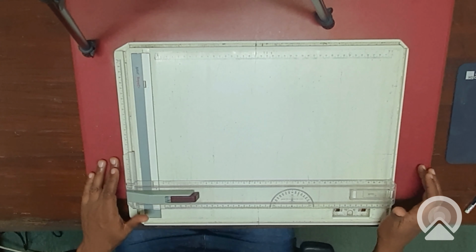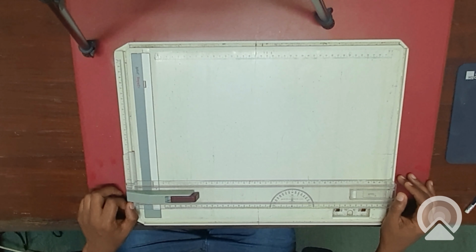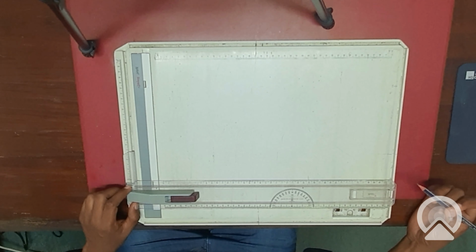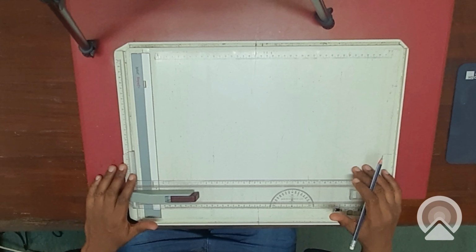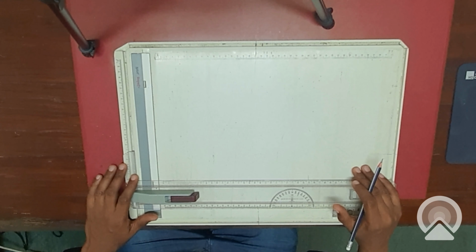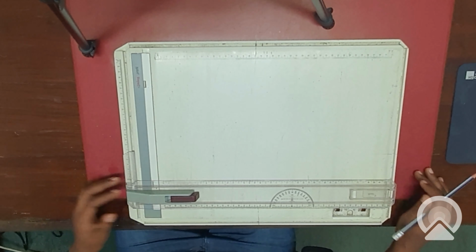Hello guys, so this is a quick demonstration on how you can use your drawing board. The one thing you're supposed to remember is that the purpose of the drawing board is to ensure you are drawing a vertical and horizontal line perfect relative to the paper or the drawing formats. Now, how you can set up your paper.